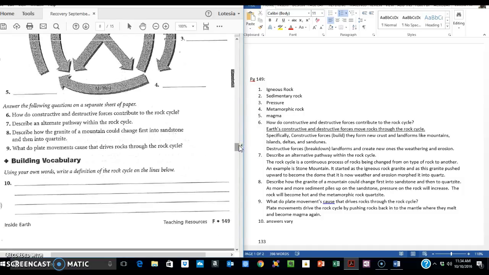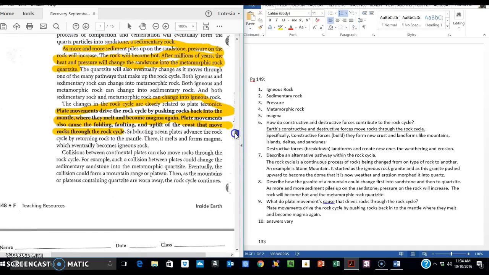For number 9, what do plate movements cause that drive the rock cycle? So going back to your passage, here in the bold, and I'm sorry, my highlights are all over the place. Plate movements drive the rock cycle by pushing rocks back into the mantle, where they melt and become magma again. The movements can also cause folding, faulting, and the uplift of crust that moves rock through the rock cycle.